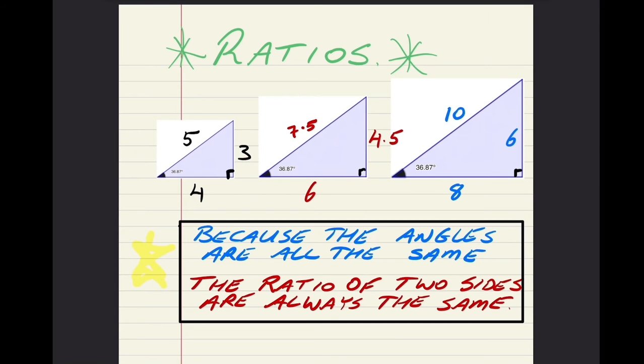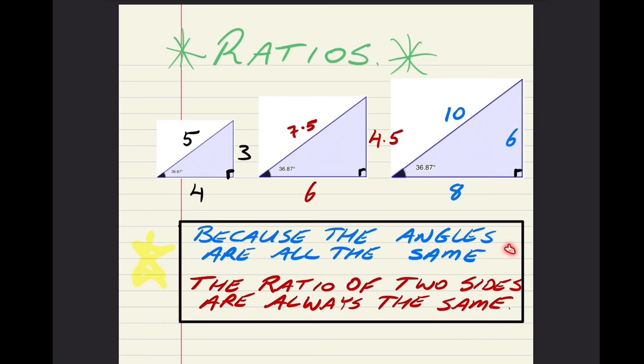This one is 4.5, 6 and 7.5, and we have 6, 8 and 10. But on the inside, the angles, 36.87, 36.87, 36.87, and we have a right angle in the corner. So all these triangles are the exact same in terms of angles. Now, why I've called it ratios is because the ratios of the sides are the exact same regardless of the size of the triangle. So as I've said, these three triangles are the exact same in terms of angles, but the physical size is totally different.